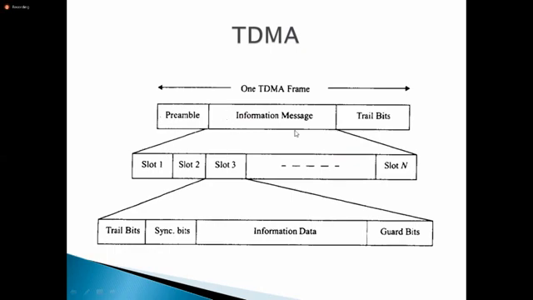Then we have the information message, and this message is divided into different time slots. නේද? මේ information message එක තමයි අපි time slots වලට බෙදලා තියෙන්නේ, which are intended for different users. එක එක userට එක time slot එක තමයි allocate කරලා තියෙන්නේ, right? Now when you expand one time slot, again in that time slot you have guard bits, the synchronization bits and trail bits. In one time slot you have the actual information data. Then you have guard bits.